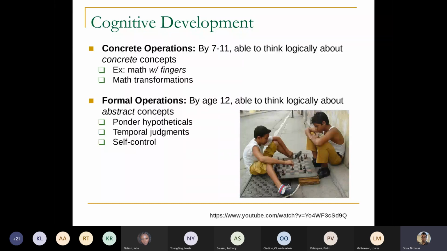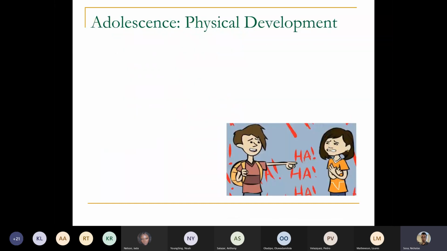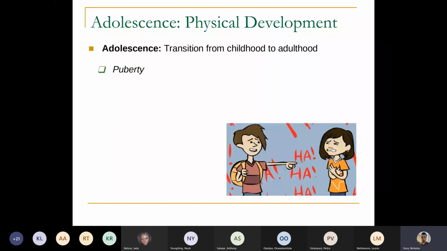Okay, so now we reach the teenage years. We reach adolescence. Adolescence can be considered the transition from childhood to adulthood. Okay, the transition from childhood to adulthood. And it's during adolescence that we see a lot of rapid changes in teenagers' physical development, in part thanks to puberty. When boys and girls reach puberty, we start seeing a lot of marked increases in their height and their weight, and of course, with the production of sex hormones.